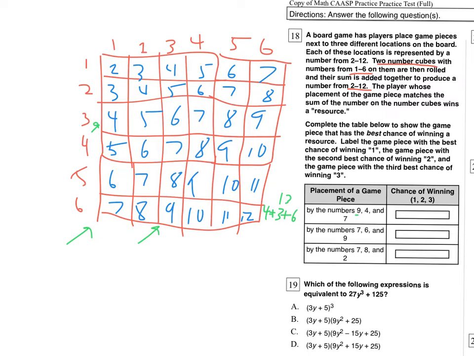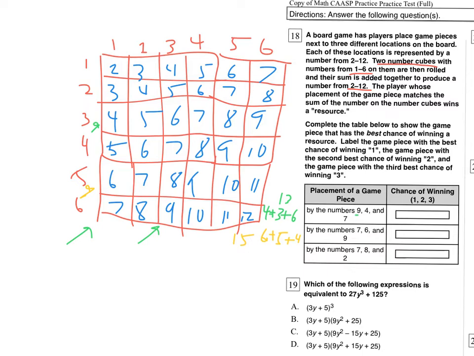For 7, 6, and 9, we already know that 7 shows up 6 times. 6 in this diagonal shows up 5 times. And 9, we already know, shows up 4 times. And so that's a total of 15.